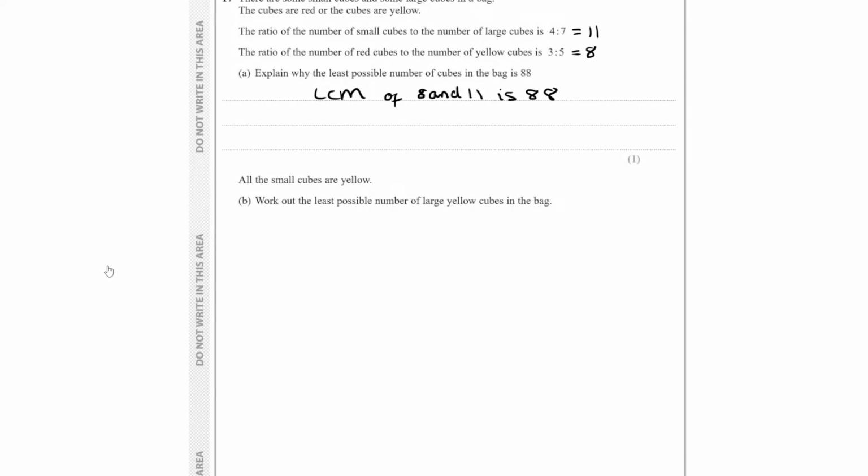Okay, so make sure you can see that still. Yeah. So what they've actually said is that all the small cubes are yellow. So there's no red small cubes. Work out the least possible number of large yellow cubes. So the least possible number, well, again, there are different ways to do this. If the least possible amount of cubes is 88 in total, you can just then work out the large yellow cubes, can't you?